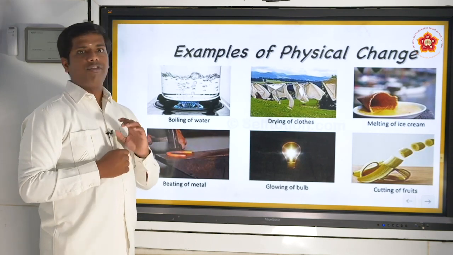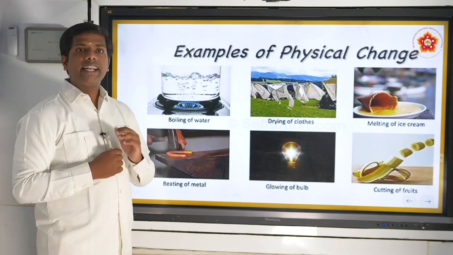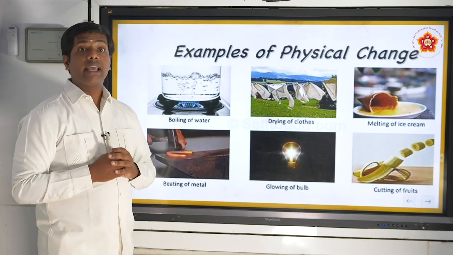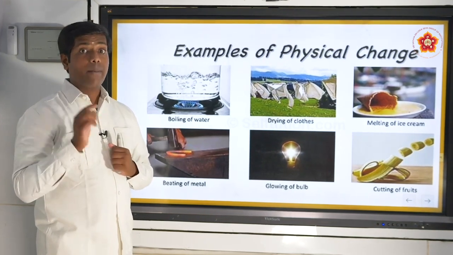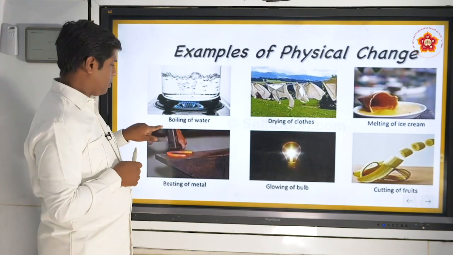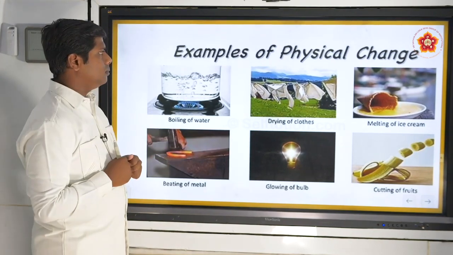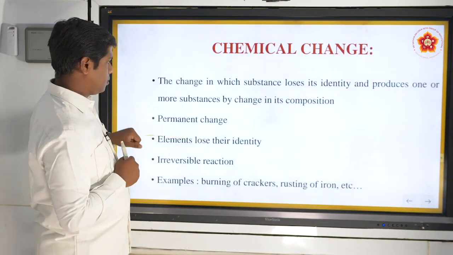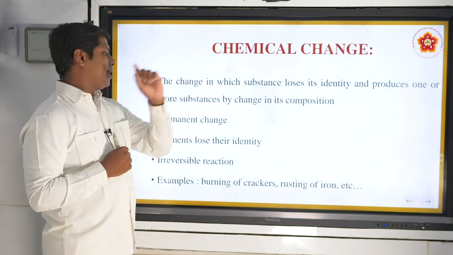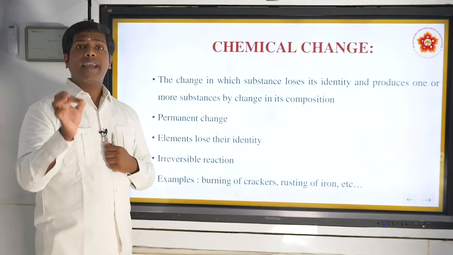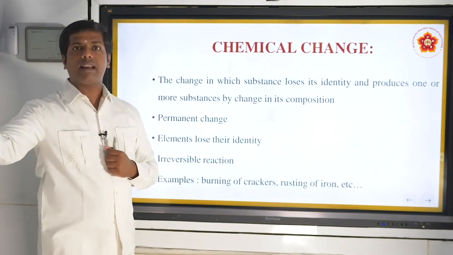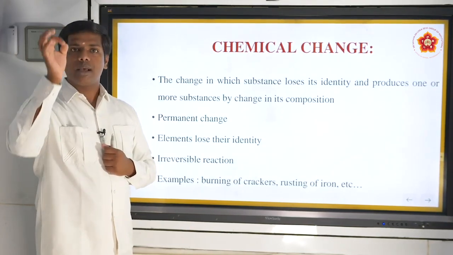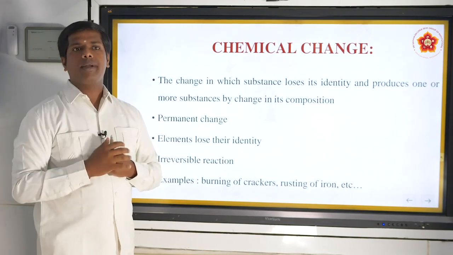examples of physical change. Let us look at chemical change in detail, because in this chapter we are going to study chemical change. What is chemical change? Chemical change is a permanent change. It's an irreversible reaction. New substances are formed.